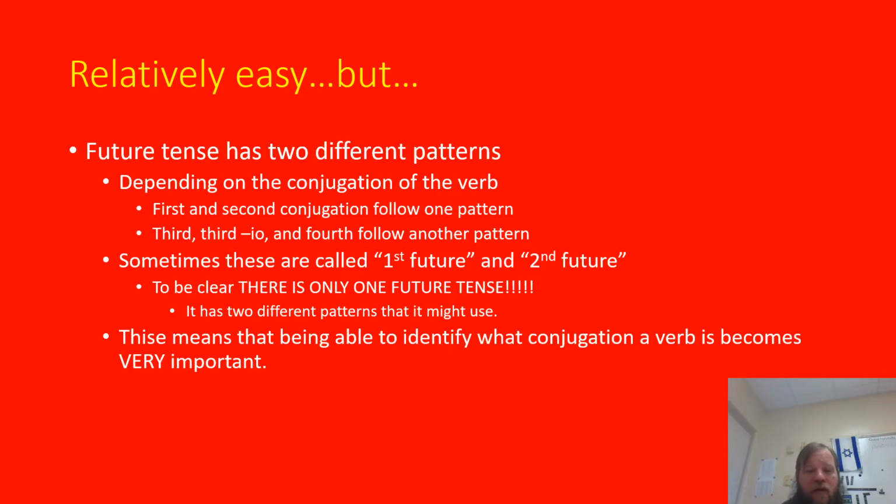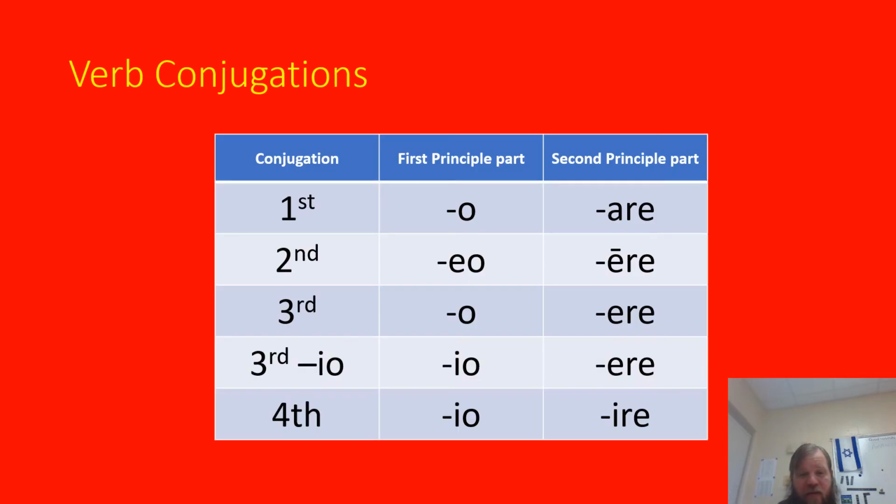Now, because first and second conjugation use one pattern, and third IO and fourth follow another pattern, you've got to make sure that you know how to identify what conjugation you're looking at. As a reminder, your first two principal parts are what you're going to need. If your first principal part ends O and your second one ends ARE, then it is first conjugation. If the first one ends EO and the second one ends long ERE, then you're looking at second conjugation. Those two are going to follow one pattern.